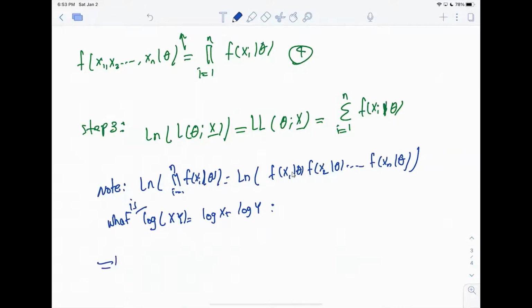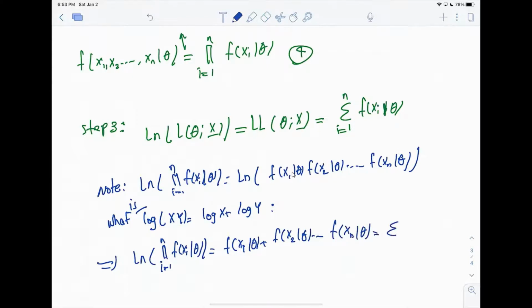Therefore, the natural log of this product is equal to what? It is equal to log f of x1 given theta plus log f of x2 given theta, all the way to log f of xn given theta. Well, guess what? This is going to be the sum over i from 1 to n of log f of xi given theta. That's all I said here.